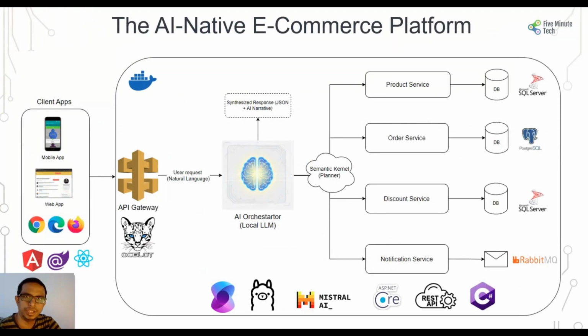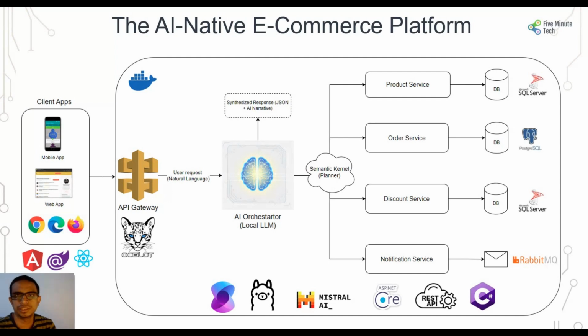So this is an AI native e-commerce platform where we have an application running on Blazor UI, and we have an API gateway through which we interact with the AI orchestrator platform. This AI orchestrator is based on Ollama along with the Mistral AI model, which talks with Semantic Kernel, which is the planner, and generates the synthesized response in terms of JSON plus the AI narrative.